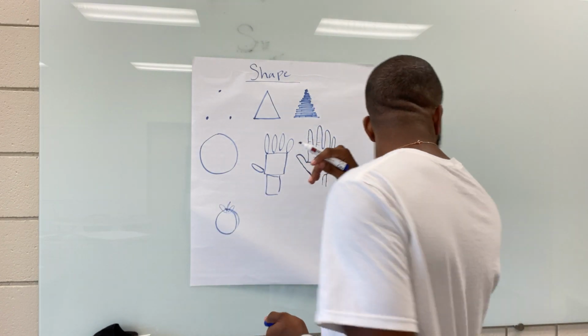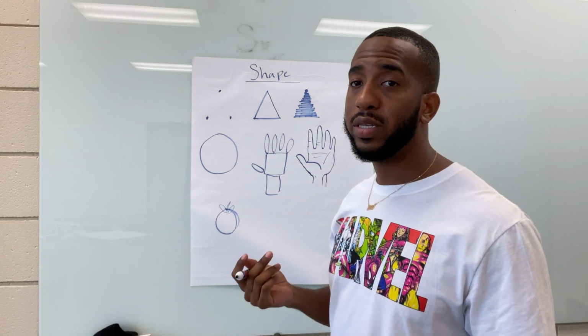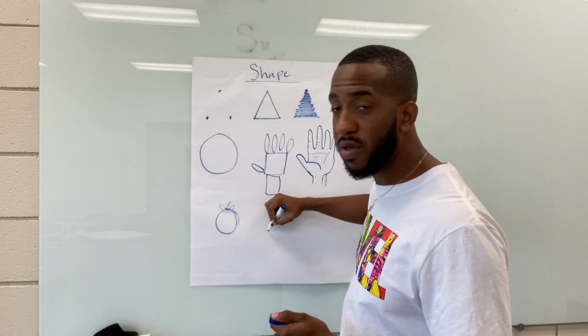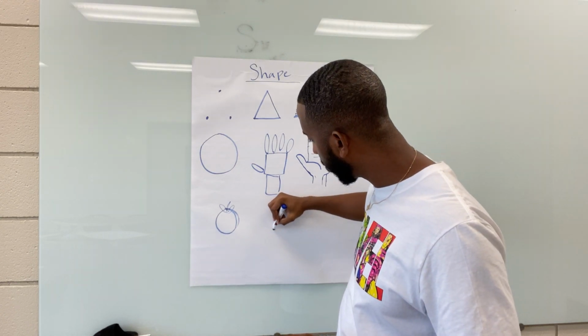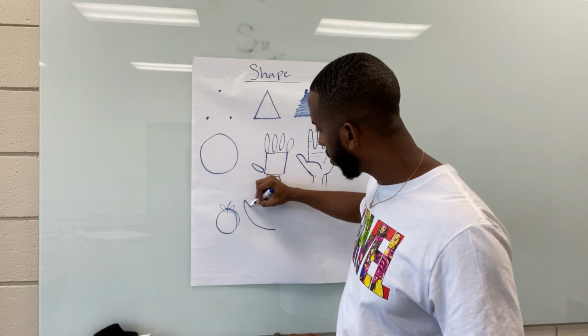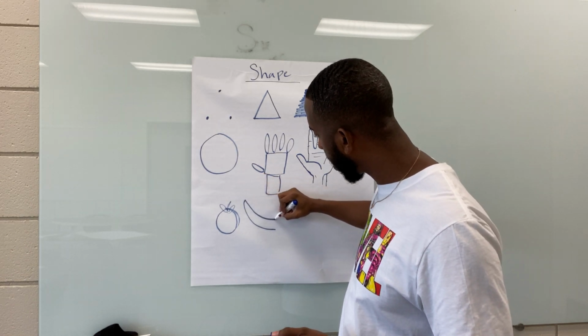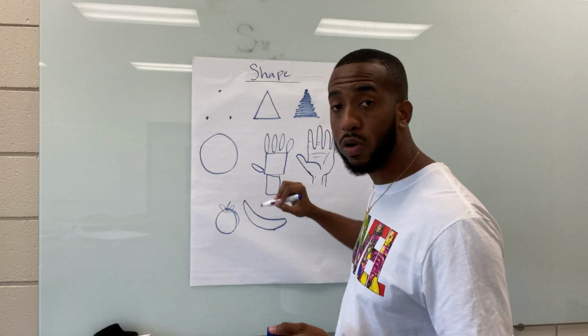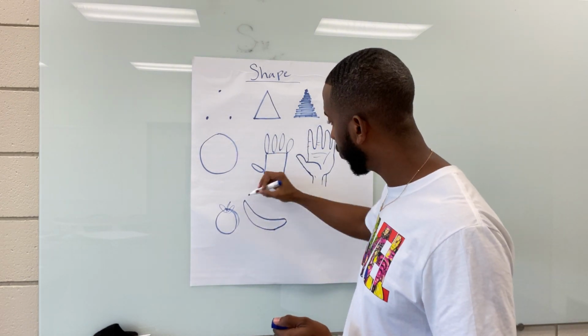We also, excuse me, we could do like a banana. We know that shape is something like an elliptical, which is a half circle. So if I was to come up here and draw a simple shape for a banana, it looks something like a crescent moon, or a half moon.